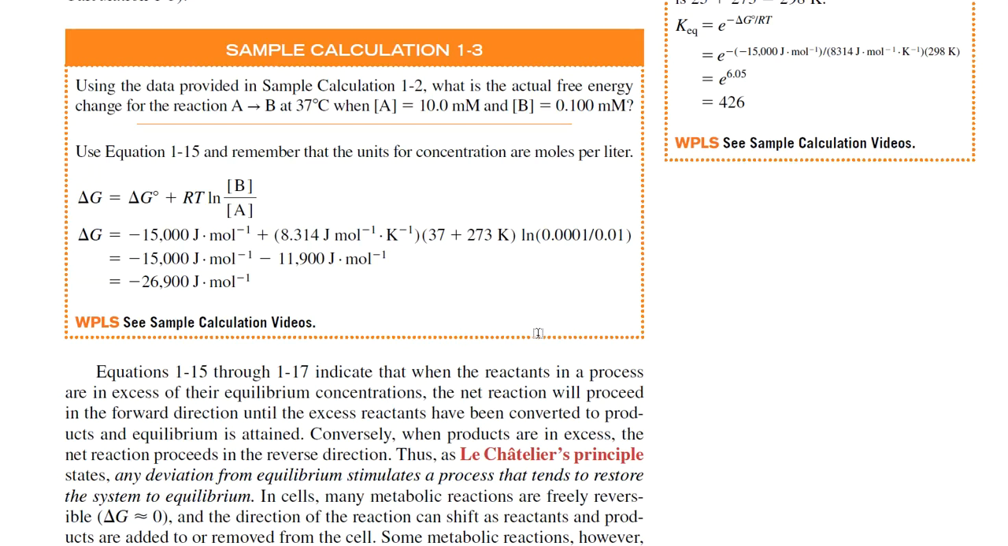The next calculation: using the data provided in sample calculation 1-2, what is the actual free energy? Last time we did free energy; this is the actual free energy where the temperature is 37 degrees centigrade and the concentrations of A and B are given. The actual free energy formula is del G equals del G0 plus RT ln B by A. Here we have to find the actual free energy. How will we find it? Let's see.